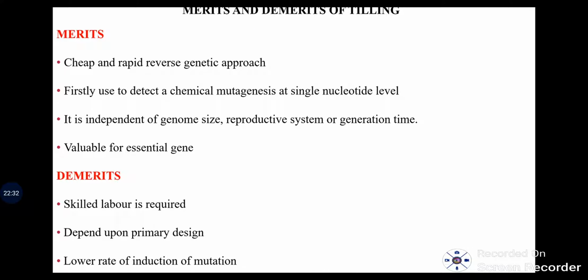Coming to the merits and demerits. Merits of tilling: it's a cheap and rapid reverse genetic approach. Firstly, used to detect the chemical mutagenesis at single nucleotide level, independent of genome size, reproductive system, or generation time, valuable for essential gene. Demerits: skilled labor required, depend upon primary design, lower rate of induction of mutation.